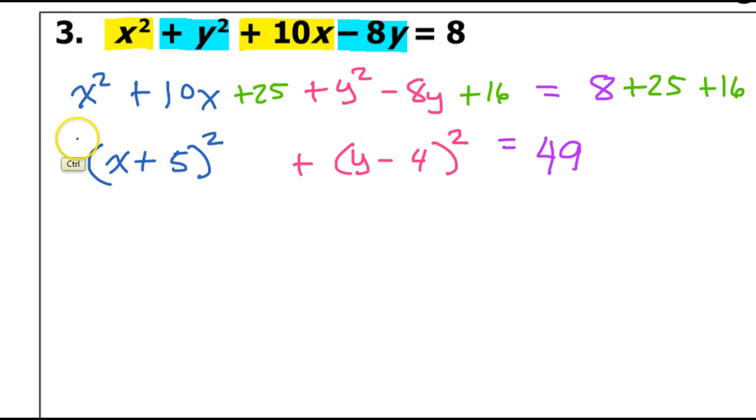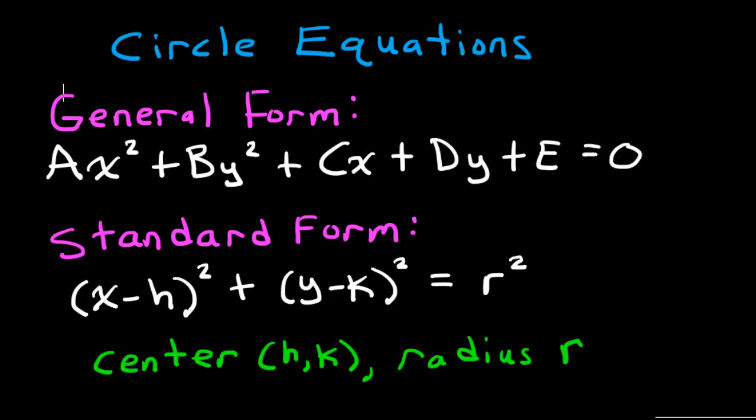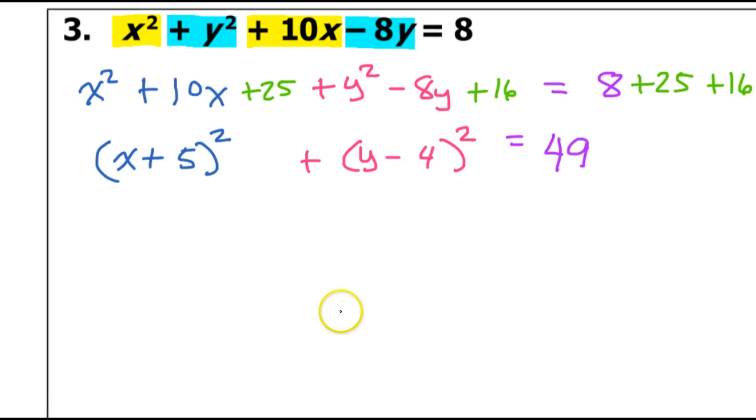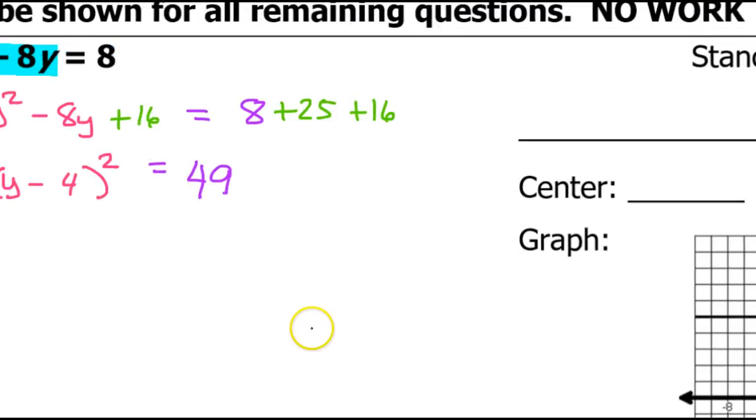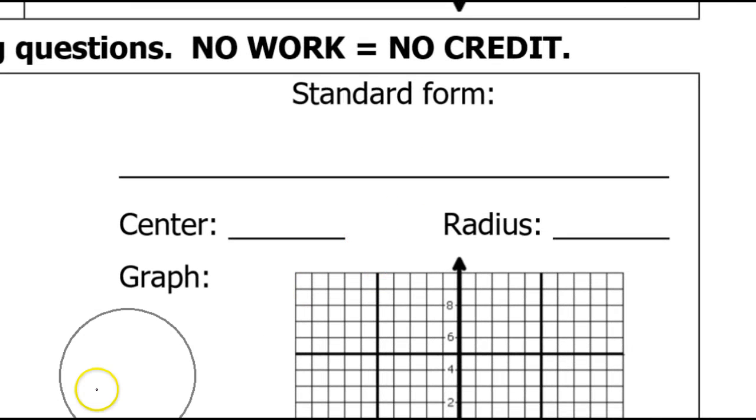But guess what? This is the standard form. All right? See how this looks? Just like this. This is standard form. All right? Okay, well, I guess they wanted me to write it over there. Maybe I'll copy it over.